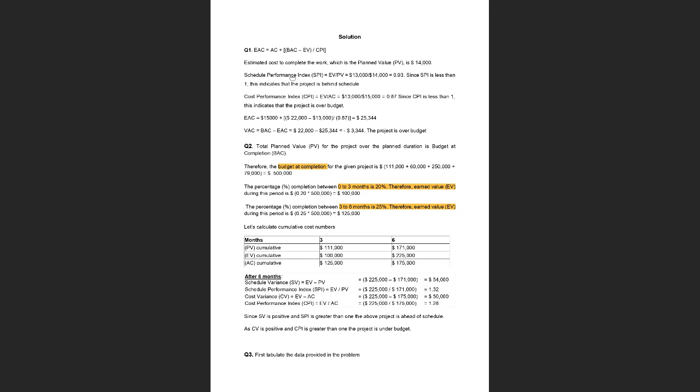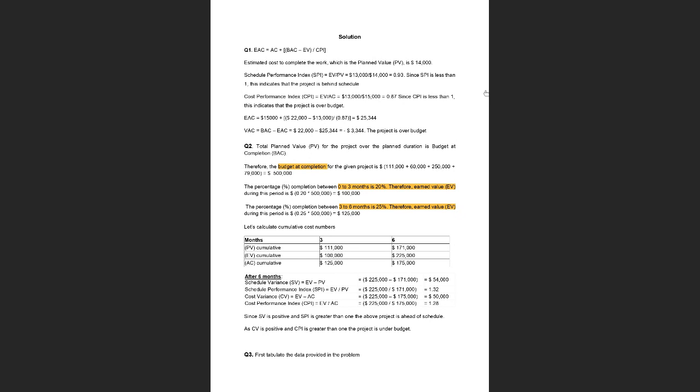So in terms of time, running behind schedule is bad, and in terms of cost, running over budget is bad. In both cases, when the index is less than 1, it is bad in terms of time and bad in terms of money. All right, that was about your SPI and CPI.